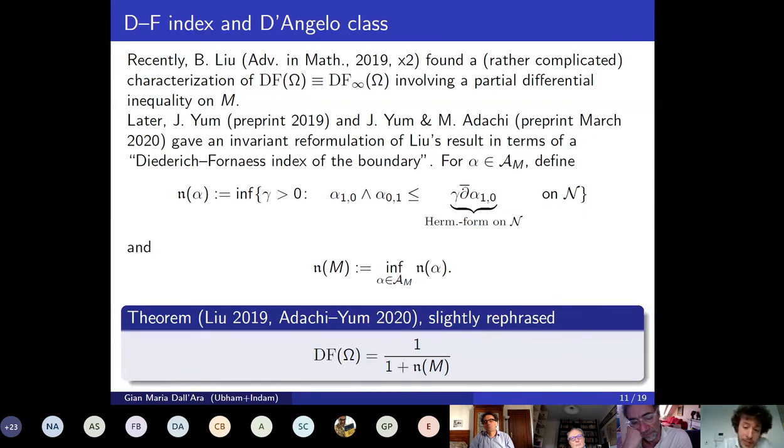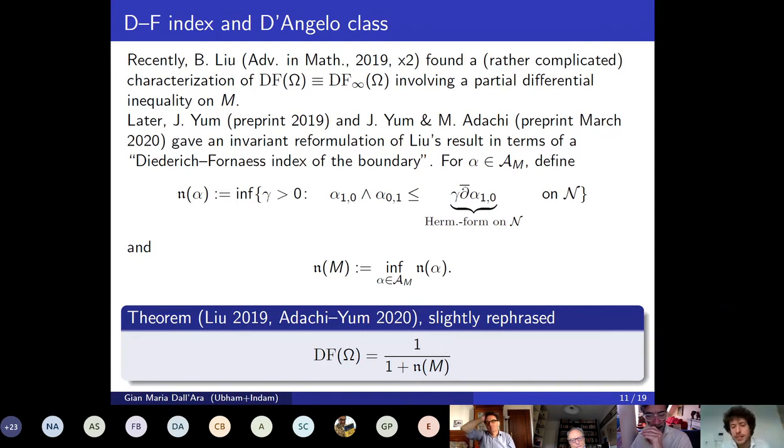So again, if you remember that n of m may go to infinity, then you see that the Diederich-Fornaess index varies between 0 and 1, and more importantly, that the Diederich-Fornaess index is 1 if and only if this quantity n of m is equal to 0. So this is what one has to look for.